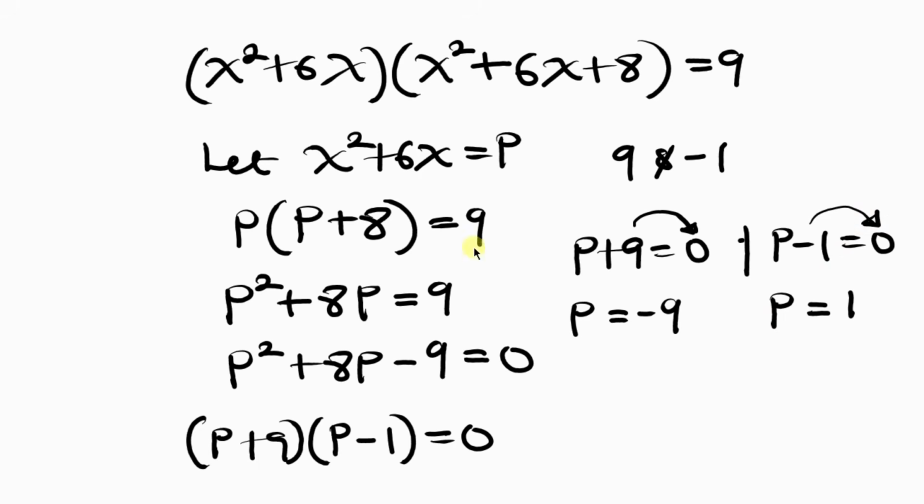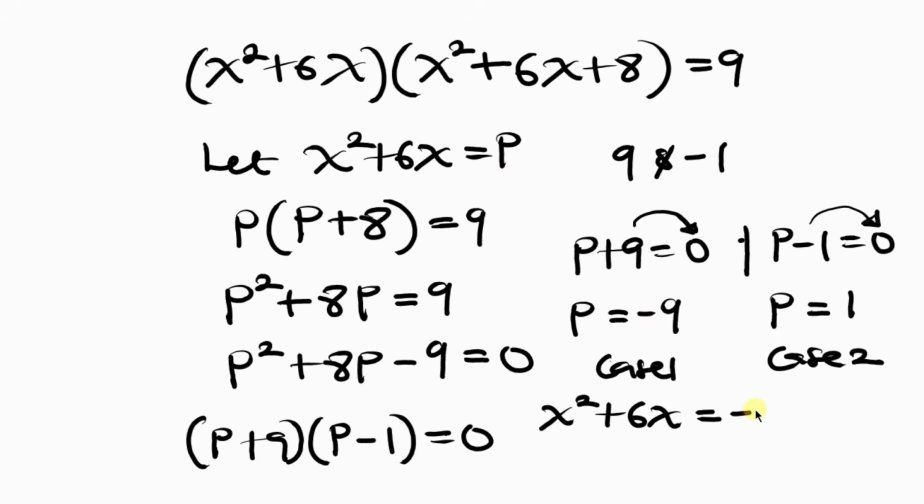Now, remember that we said let x squared plus 6x be equal to p. So we have two values of p here. So we have two cases to solve for in order to get the values of x. So this is going to be our case 1, and this will be our case 2. Now, look at how they will look. For our first case, we have x squared plus 6x equal to the value of p, which is negative 9.